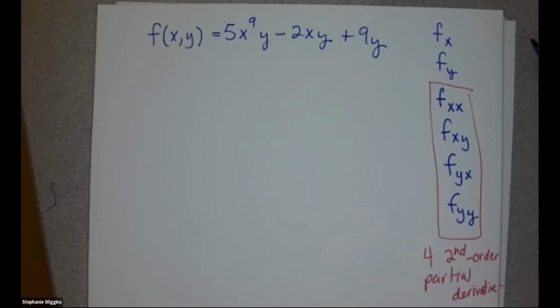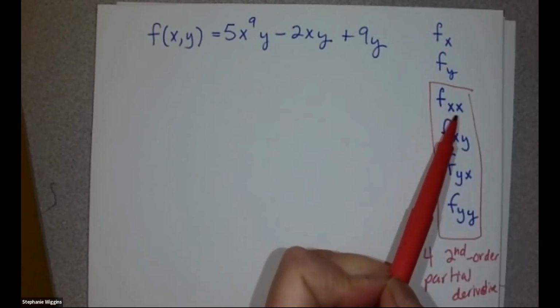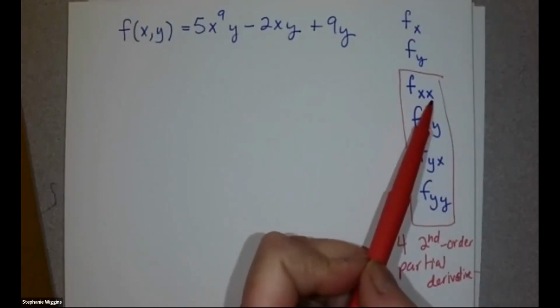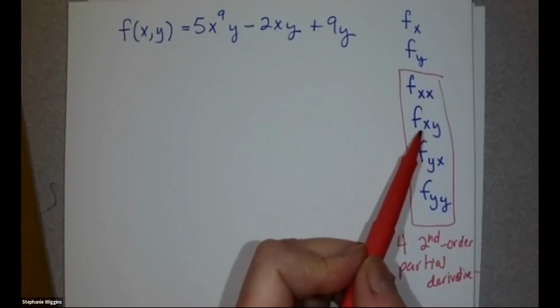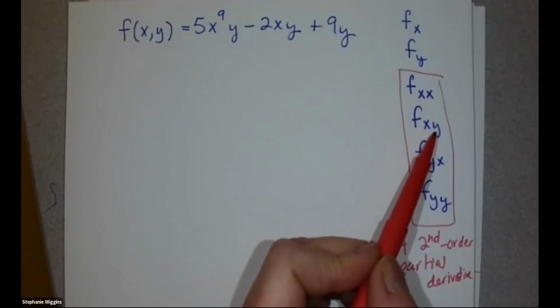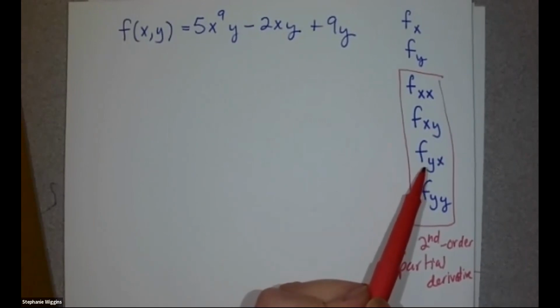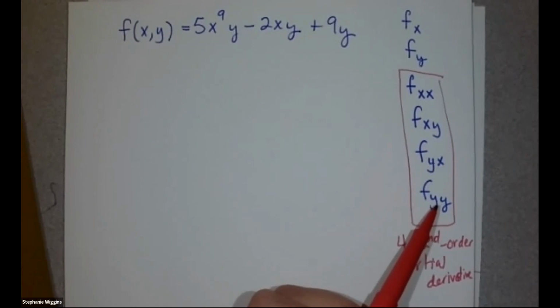Remember, second order derivatives, you differentiate twice. So here, you're differentiating with respect to x and then with respect to x again. Here, you're differentiating with respect to x and then with respect to y. Here, with respect to y and then x. And here, both times with respect to y. So let me show you how we do that.